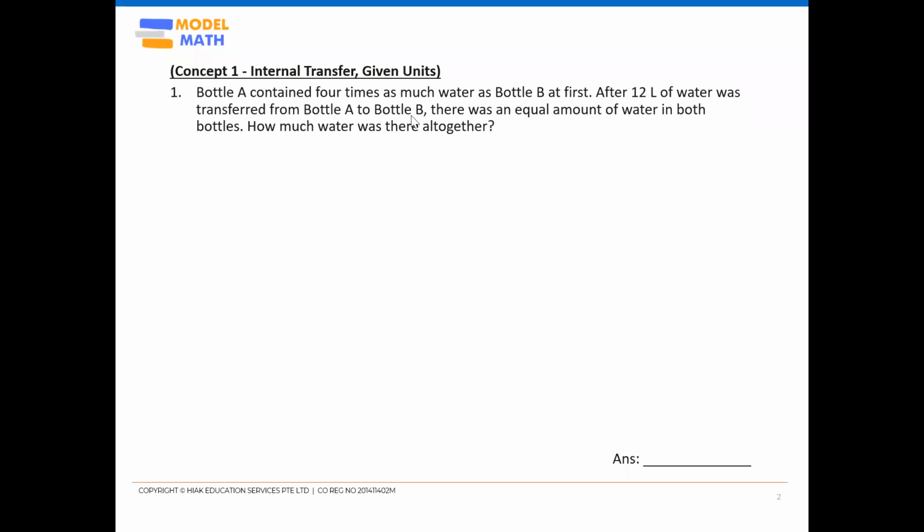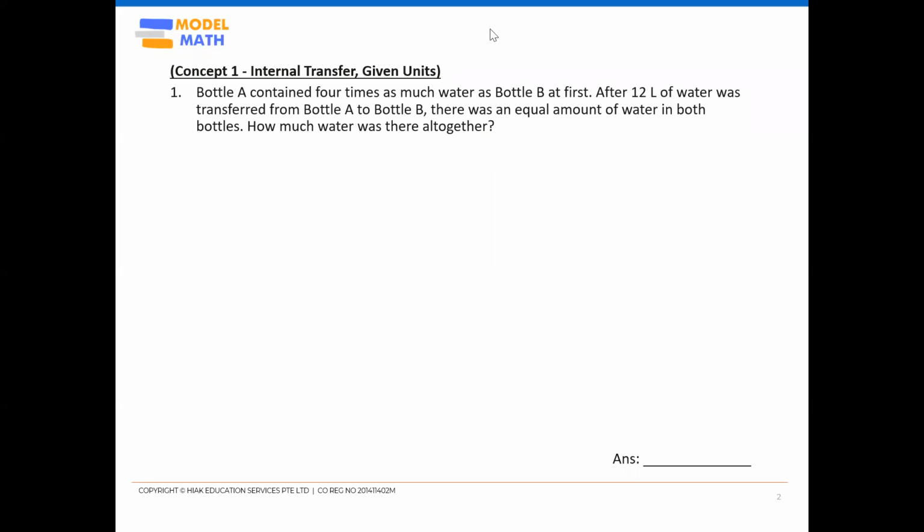Bottle A contained 4 times as much water as bottle B at first. After 12 liters of water was transferred from bottle A to bottle B, there was an equal amount of water in both bottles. How much water was there all together?